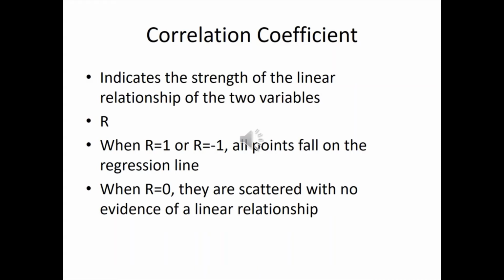An r value of -1 is just as good also. That means every time the x value goes up, the y value goes down. It's a negative correlation. If you see an r equal to 0, there's no evidence of any linear relationship. So that doesn't mean there's not a relationship, it's just not linear. Okay.